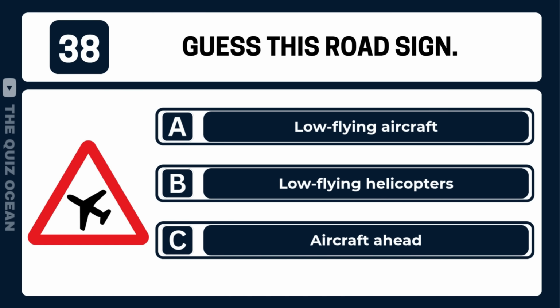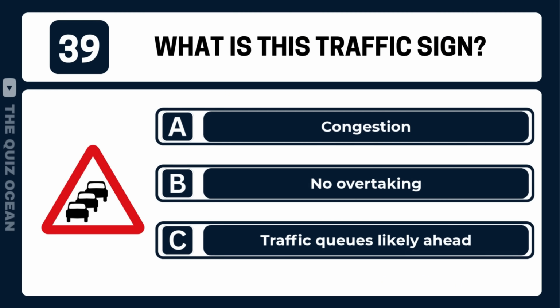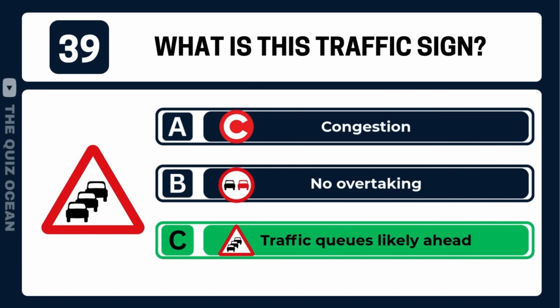Guess this road sign. Great! It is the low-flying aircraft sign. What is this traffic sign? Exactly. That is the traffic queues likely ahead.